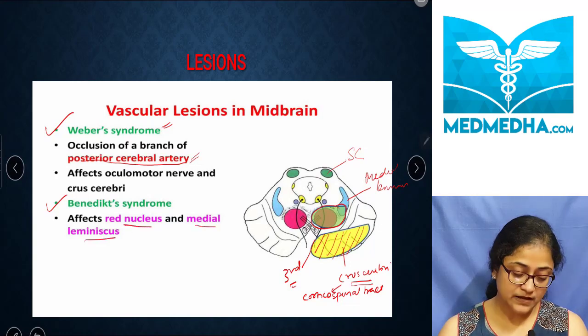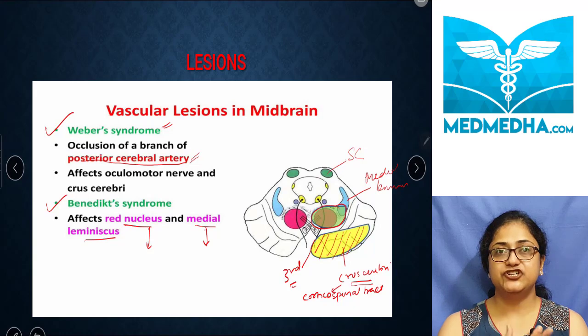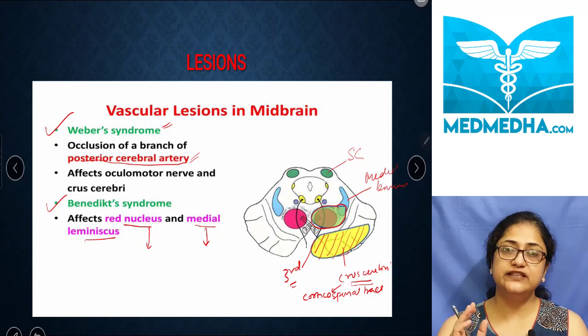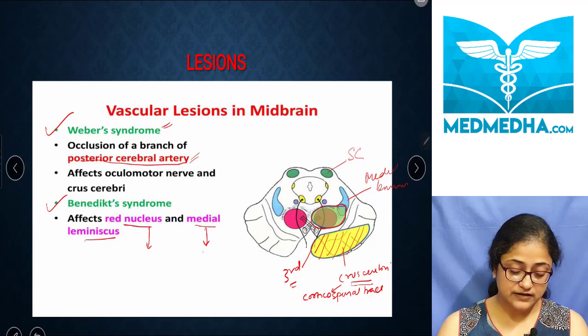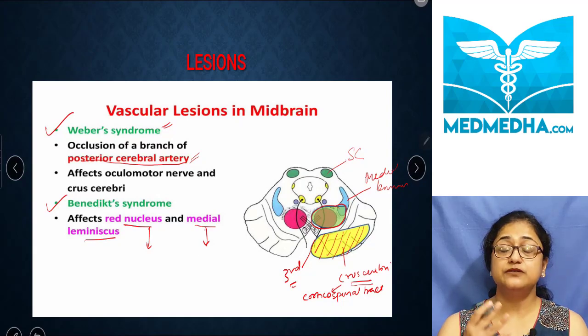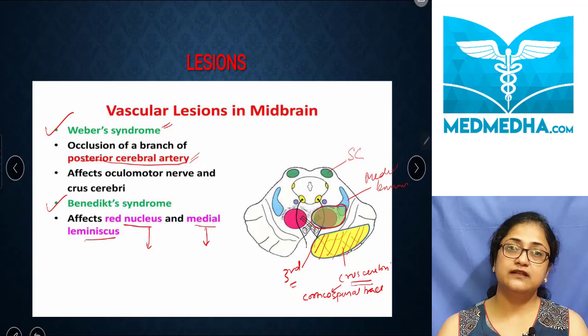Now, what happens in that? The red nucleus is responsible for the fine movements of your body, so there is tremor and other features. The medial lemniscus is responsible for the contralateral deep senses, such as touch, pressure, position, and vibration senses. So, people with Benedict syndrome have ipsilateral third nerve palsy and contralateral loss of pain, touch, position, and vibration senses, as well as tremor and other abnormal movements. This will be dealt with in the brain lectures.